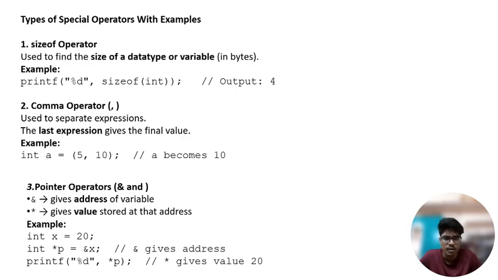Pointer operator. The pointer operators give the address of a variable and give the value stored at that address. You can see int x equals 20 is assigned. Therefore, int star p equals ampersand x. printf of percentage d, star p. So that value is stored at the address of x, which means it gives the value 20.